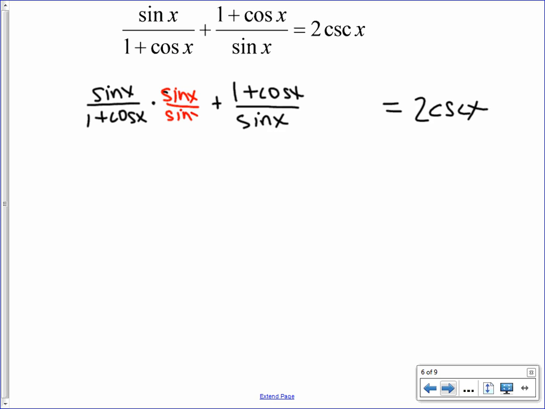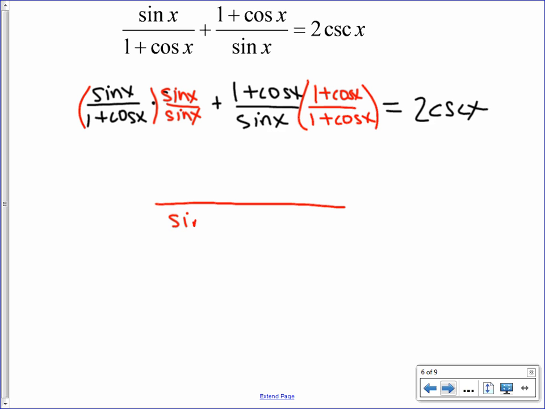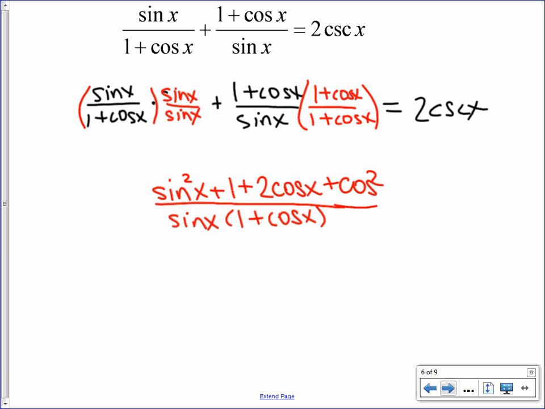Sine of x over sine of x. And the second fraction? 1 plus cosine of x. Okay. So our common denominator is the sine of x times 1 plus cosine x. My first numerator is what? Sine squared plus our second numerator. 1 plus 2 cosine x plus cosine squared x, correct?